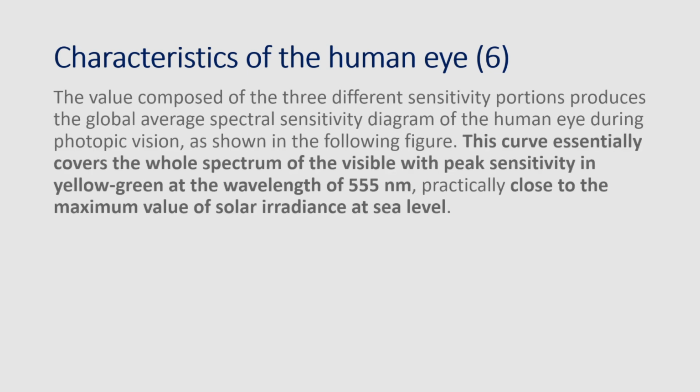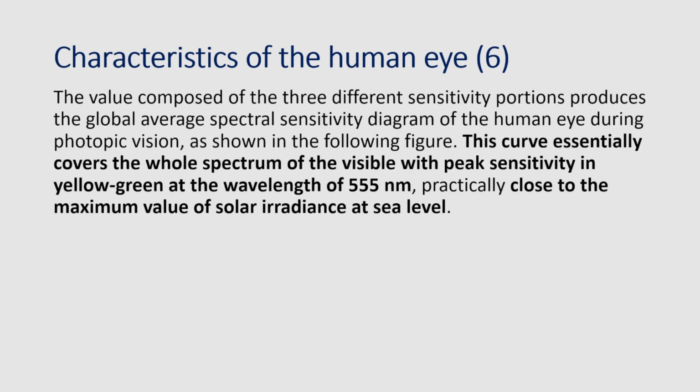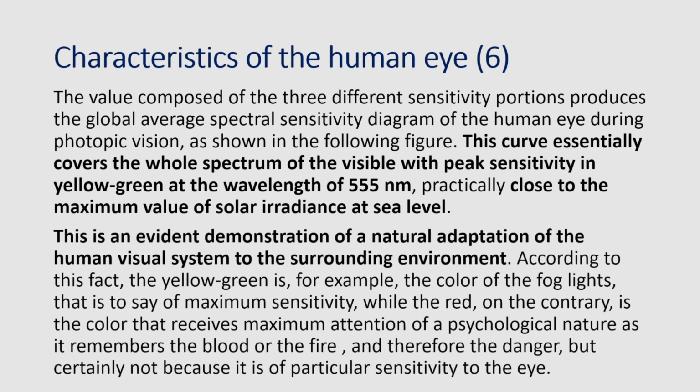Characteristics of the human eye. 6. The value composed of the three different sensitivity portions produces the global average spectral sensitivity diagram of the human eye during photopic vision, as shown in the following figure. This curve essentially covers the whole spectrum of the visible with peak sensitivity in yellow-green at the wavelength of 555 nanometers, practically close to the maximum value of solar irradiance at sea level. This is an evident demonstration of a natural adaptation of the human visual system to the surrounding environment.